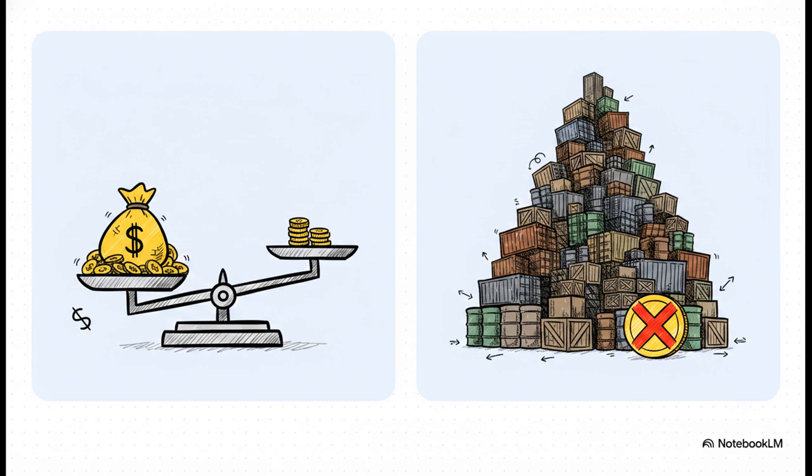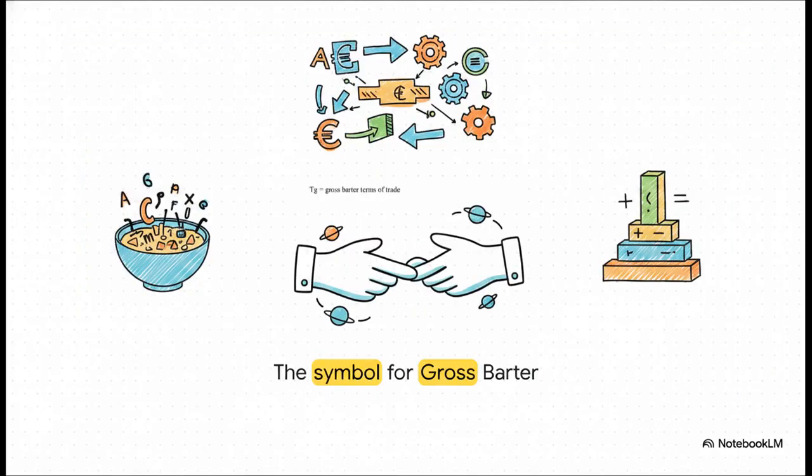That's exactly why we need the gross barter terms of trade. This ignores price tags entirely and looks solely at the physical volume of goods crossing the border. To track these physical volumes, economists use specific shorthand symbols, like TG for gross barter terms of trade.